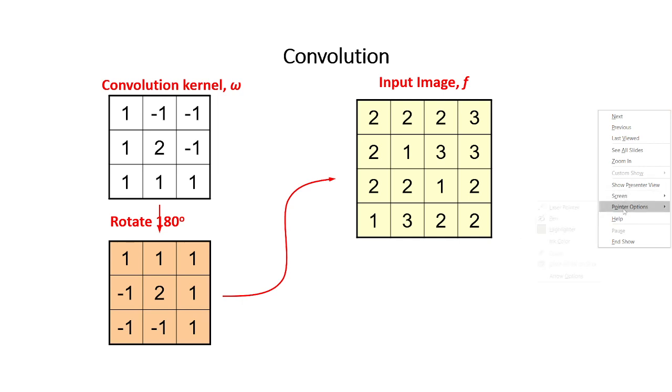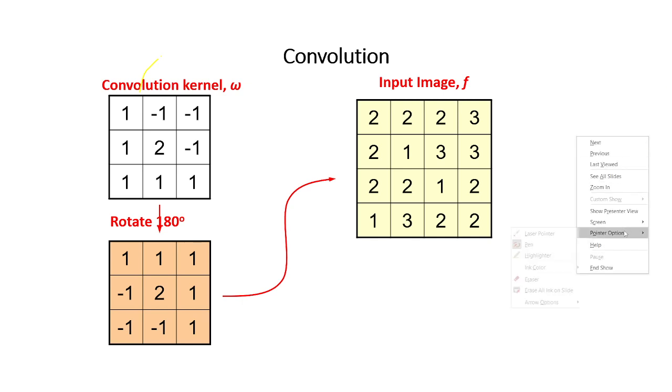So let me take the point. This is our convolution kernel matrix. This is our masking matrix.